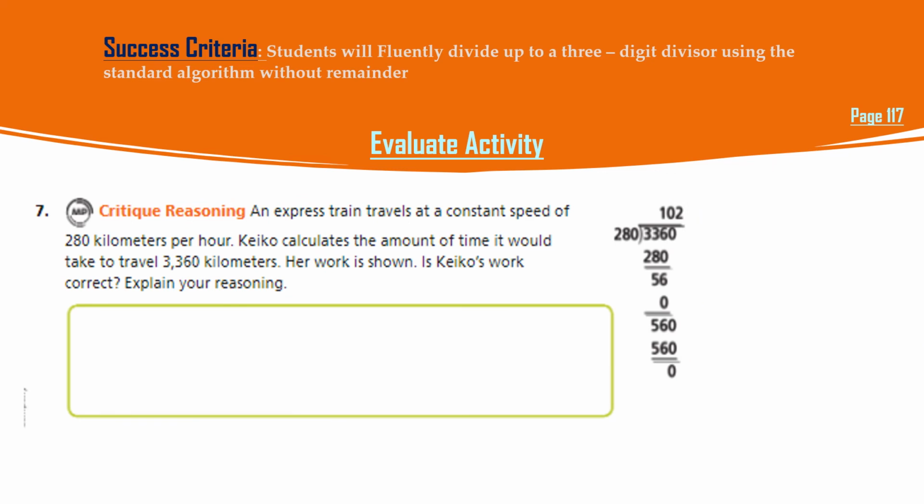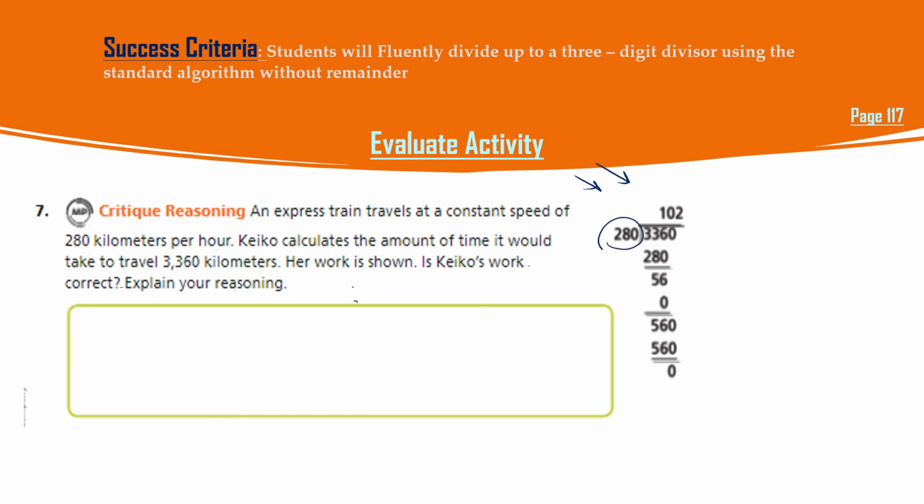Now let's see. An express train travels at a constant speed of 280 kilometers per hour. Keiko calculates the amount of time it would take to travel 3360. Her work is shown. Is Keiko's work correct? Explain your reasoning. Okay, let's see here. What is wrong and what is correct in it? Okay, Keiko's work is here.